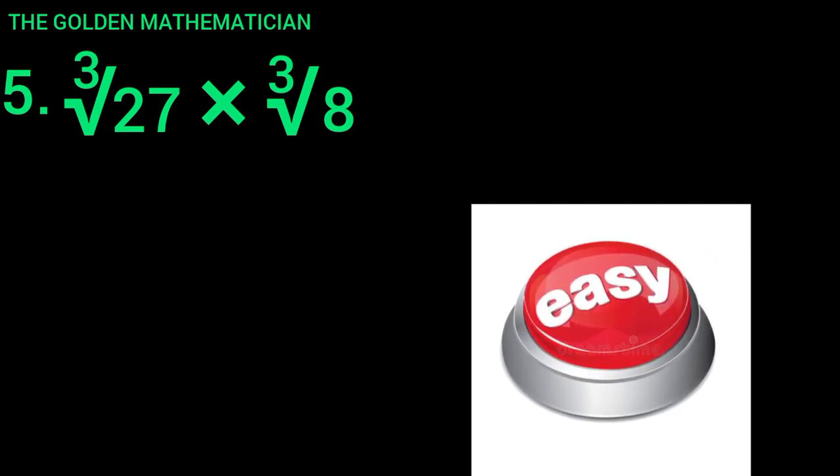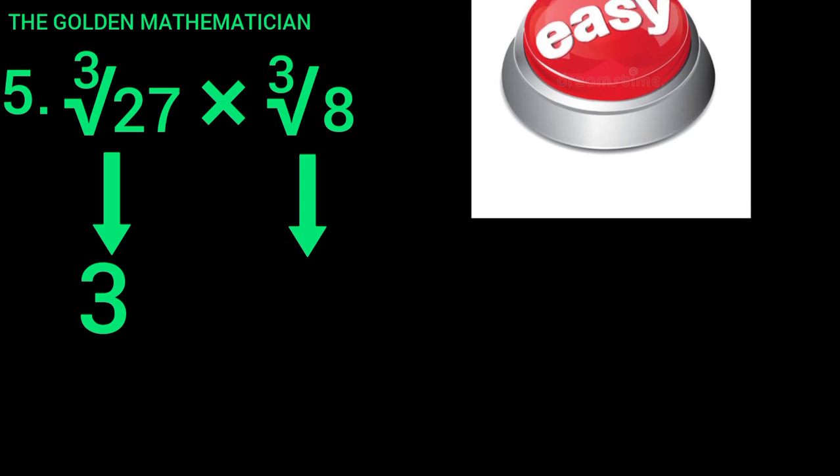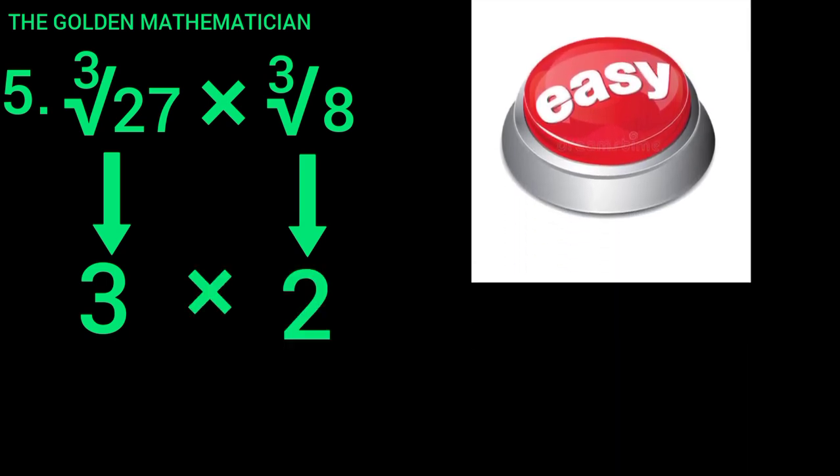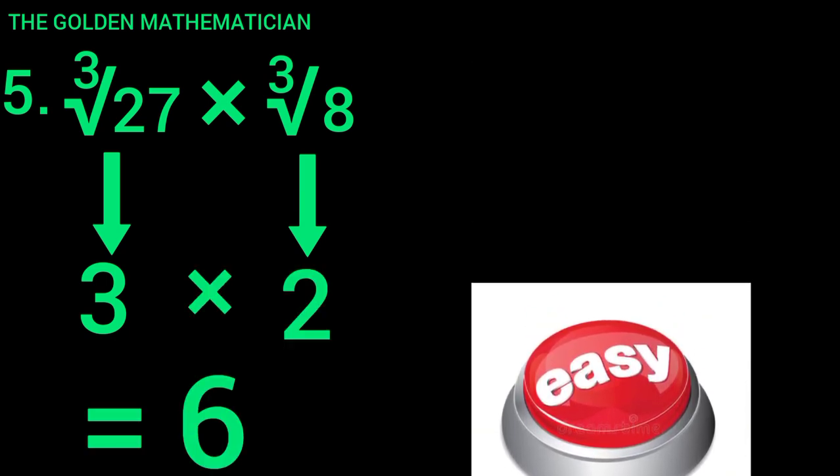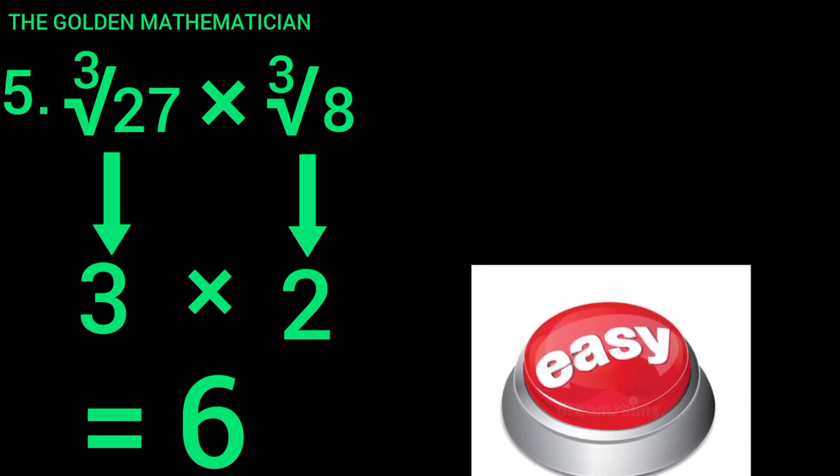We all know the cube root of 27 is 3 and the cube root of 8 is 2. Multiplying 3 by 2, we are going to get 6. So that's the first method, a very easy method.